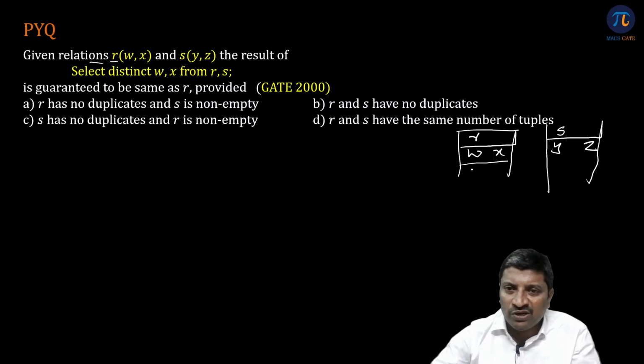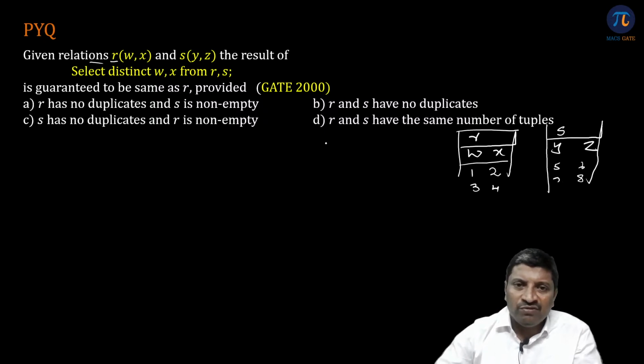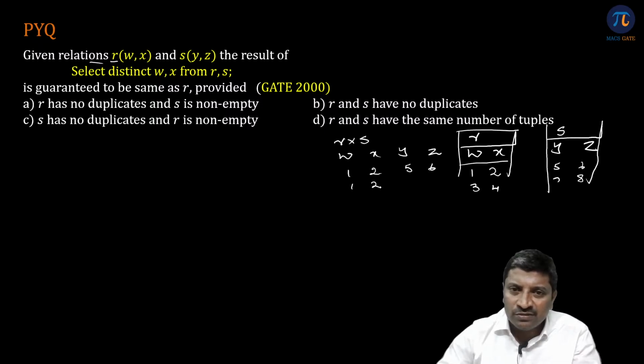Suppose in WX I have 1 comma 2, and 3 comma 4. Here I have 5 comma 6, 7 comma 8. When you form R cross S, what will happen, sir? W X Y Z. 1 2 will be displayed 2 times, with 5 6 and with 7 8. 3 4 will be displayed with 5 6, and 3 4 will be displayed with 7 8.